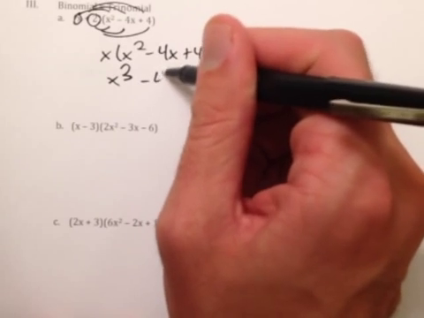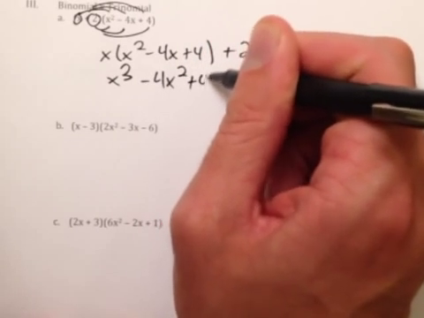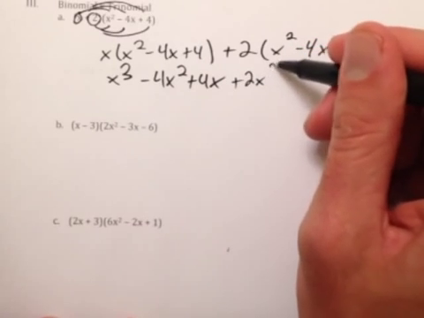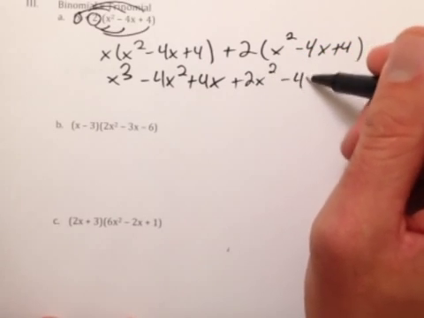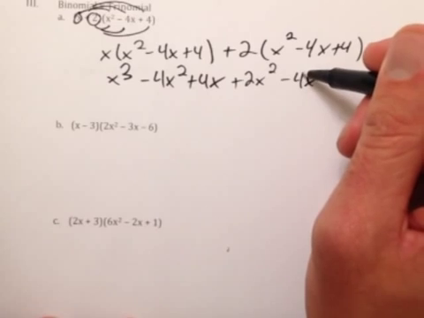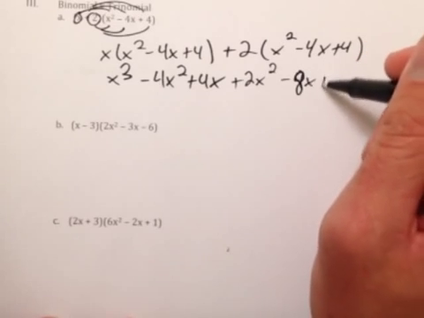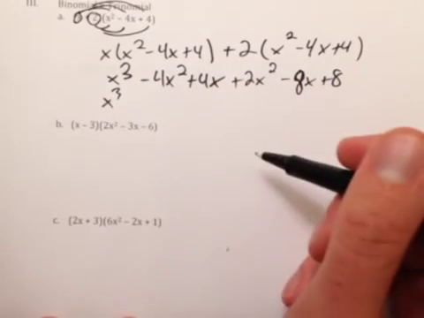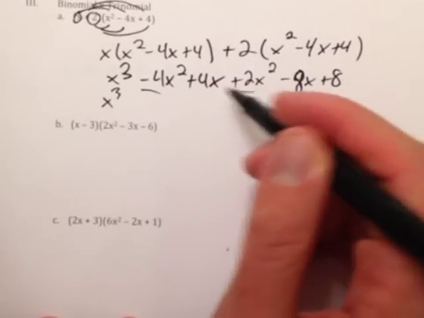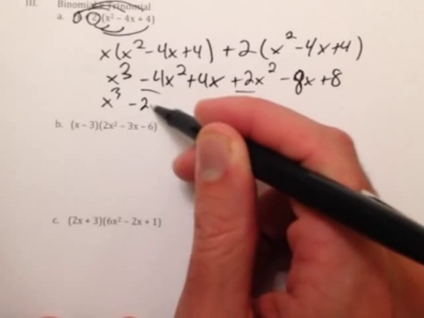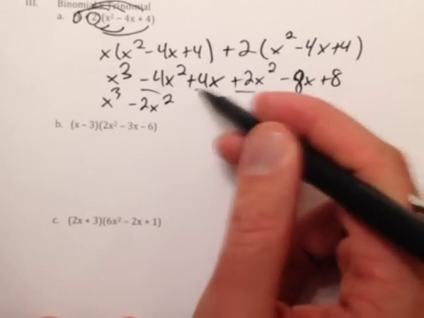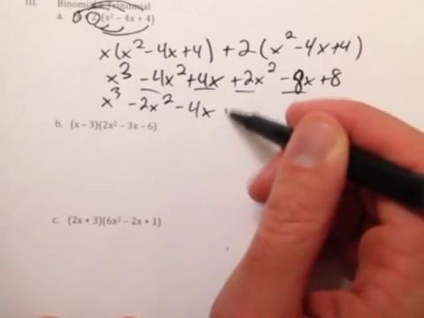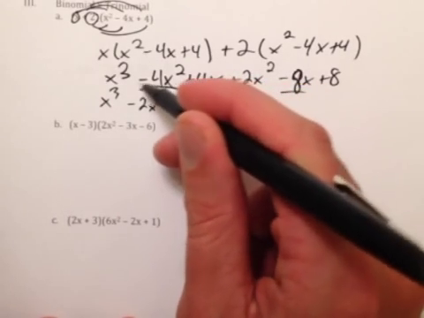So I get x cubed minus 4x squared plus 4x. When I distribute the 2, I get 2x squared minus 8x plus 8. Combine my like terms. X cubed doesn't have any like terms. -4x squared and 2x squared make -2x squared. 4x and -8x make -4x. And the 8 doesn't have a like term either.